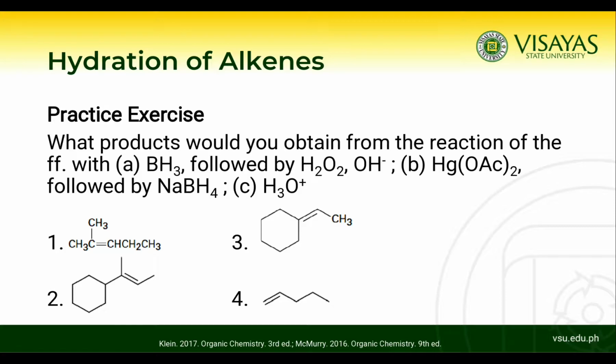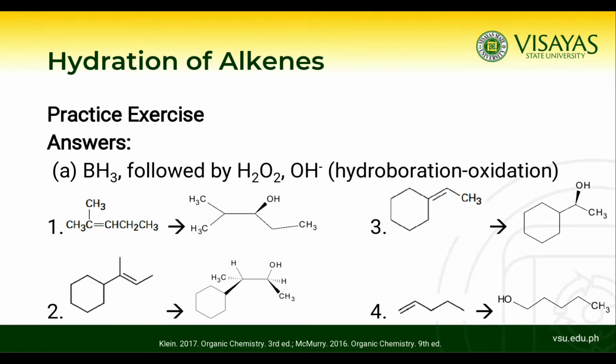Okay, so we have here another example. Here we have the three different ways or hydration processes of alkenes. In letter A, this is the hydroboration oxidation process, so we show that the OH is bonded to the less substituted carbon. Letter B is the oxymercuration demercuration process, so we have here the OH bonded to the more substituted carbon. Letter C is acid catalyzed hydration. So, let's see if there is a rearrangement that will occur.